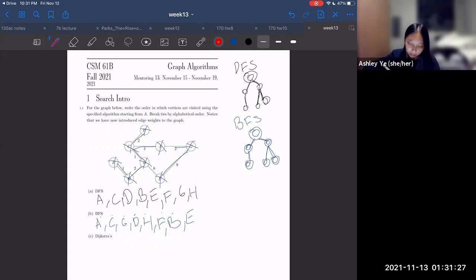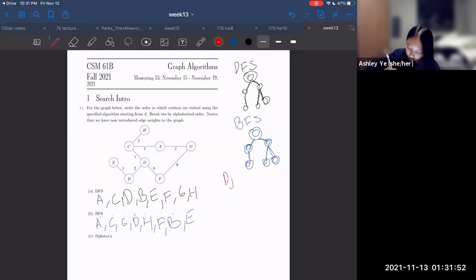So for our last algorithm, we're going to be running Dijkstra's. Dijkstra's is different from the rest of the algorithms that we looked at, in that it's an optimization algorithm. It's finding the shortest path between a given node, the starting node, and every other node in the graph.